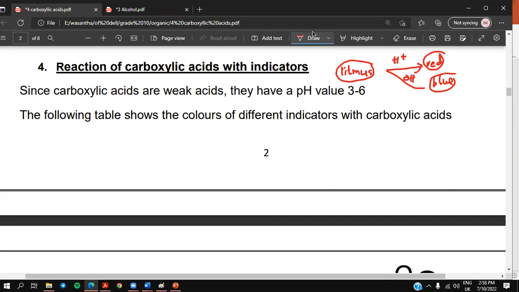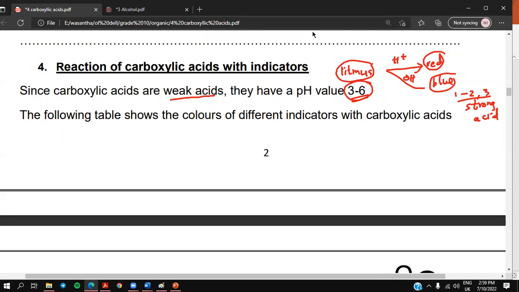Since carboxylic acids are weak acids, what's the meaning of weak acids? At the very beginning, I told they dissociate in water partially. And they have a pH value 3 to 5. pH value is 3 to 6. If the pH value is 1, 2, and 3, they are strong acids. But carboxylic acids are weak acids. They have pH value 3 to 6. Actually, it should be 4, 5, 6.